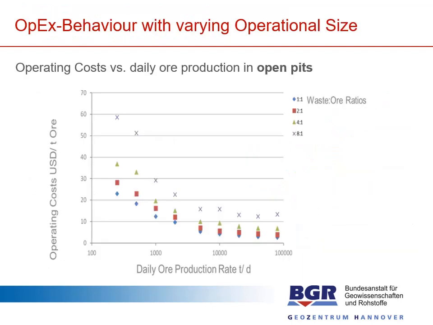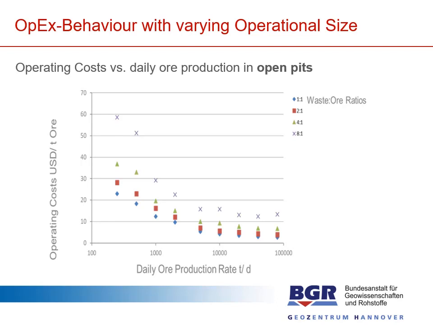Here you can see different model costs for open pit mining for different waste to ore ratios, from 1 to 1, 2 to 1, 4 to 1, and 8 to 1. The model does not give more examples, but I think it's already sufficient. So when you have the tonnage and you can calculate the life of mine and the daily capacity, you have the optimum capacity per day, and then you have to see what you have for a waste to ore ratio. This you have to calculate on your own based on the location and the geometry of the ore body. And then you can see what the mining costs are, just the mining costs.